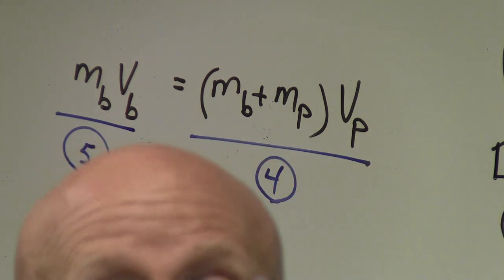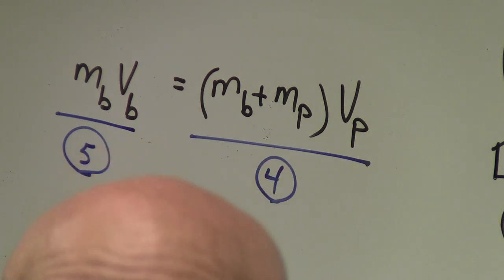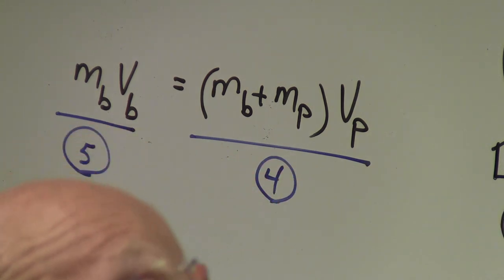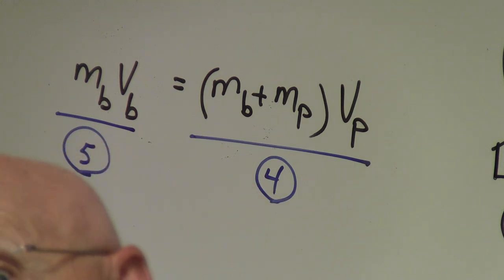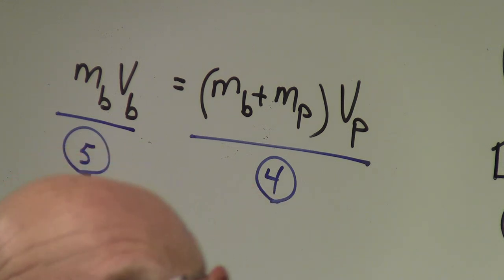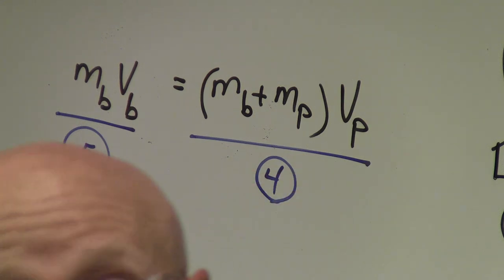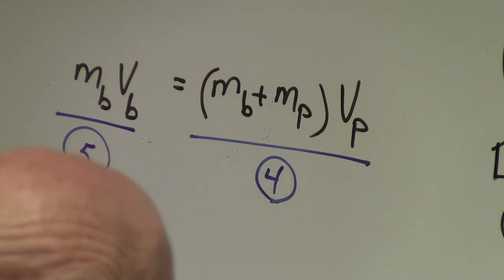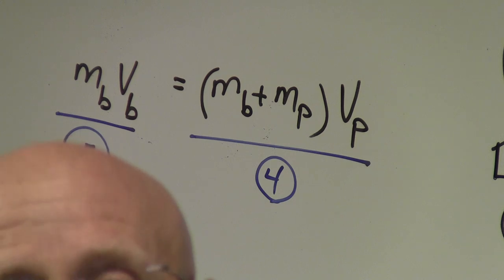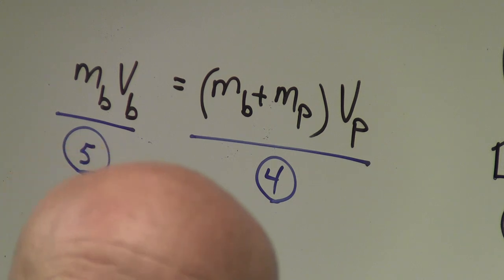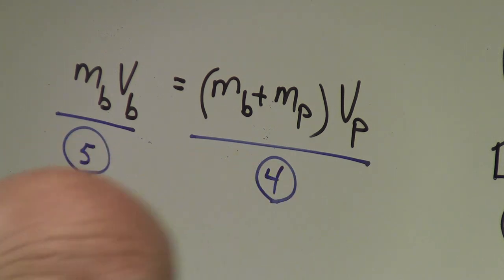Number five, he's just saying, what is the momentum before the collision? Well, now remember, you just did step four, which says, what is the momentum after the collision? So don't miss that, because this is a big part. He just wants you to write down the same number. He wants you to realize that momentum before is equal to momentum after.